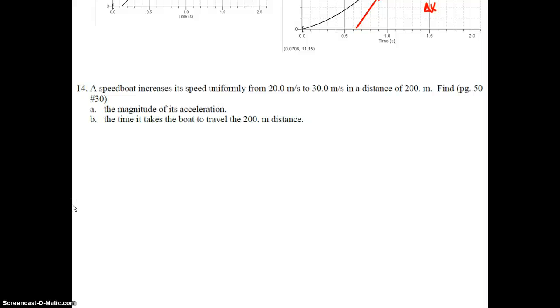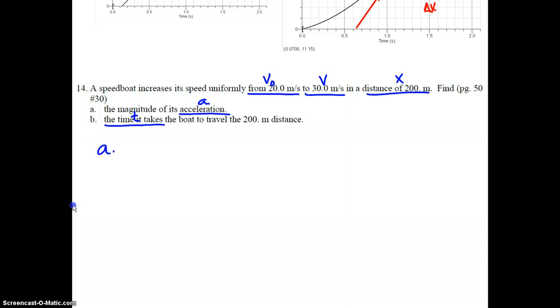We have a speedboat increases its speed uniformly from 20 meters per second. What does that indicate to us? It indicates to us that that's the speedboat's initial velocity, to 30 meters per second, indicating to us that's the speedboat's final velocity, in a distance of 200 meters. And that's the x value provided. Find the magnitude of the acceleration, a, and the time it takes the boat to travel the 200 meters, and that would be t.